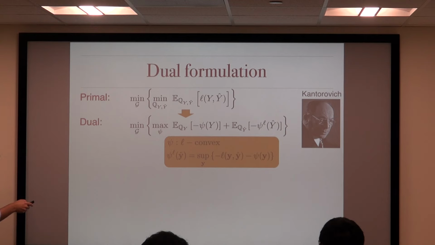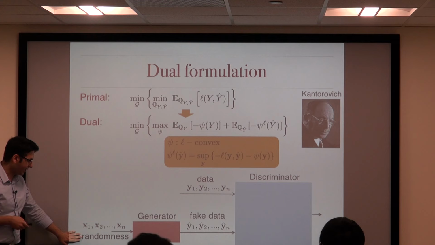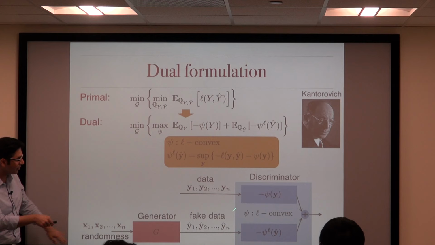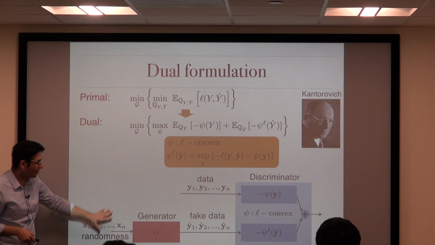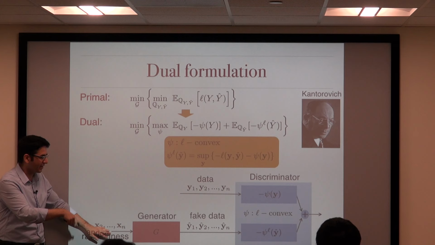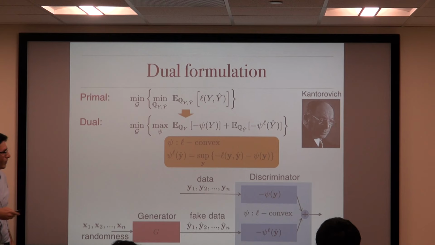Can I represent this as my GAN architecture? Yes. Again, I have some random sample here. I'm going to use my generator here, but I have two functions, psi and the L conjugate of that psi, right? And this psi comes from the duality. I'll apply this minus psi to my real data, and I'll apply minus psi L conjugate to my fake data. Okay, now we are getting closer to the architecture that I showed you at the beginning, but it's still different. We have a little bit more complex function classes that we are optimizing over.